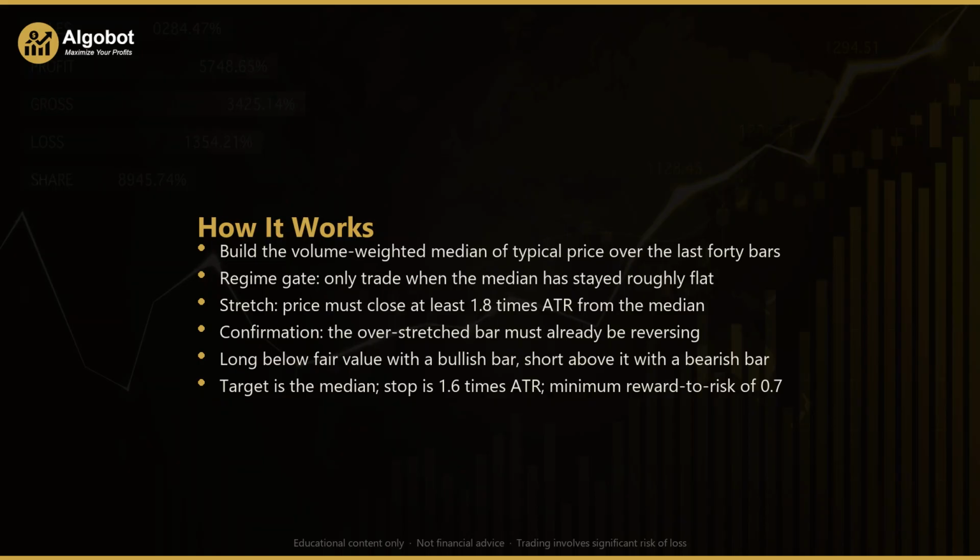When all conditions align on the long side, the EA signals a buy. The take profit is set to the median itself, the balance point acting as a magnet, and the stop loss is placed the stop multiple, 1.6 times ATR, below entry. The short side is a mirror image. Sell, target the median, and place the stop that same ATR distance above entry. Before any order, a minimum reward to risk filter of 0.7 rejects setups where price is already too close to fair value to justify the stop, and a spread filter skips entries when the spread is too wide. Only one position runs at a time.